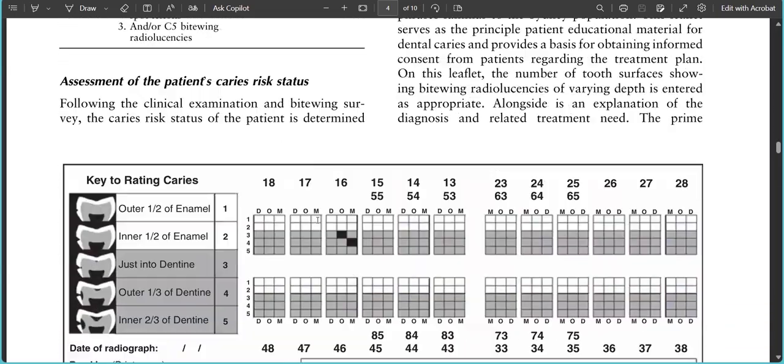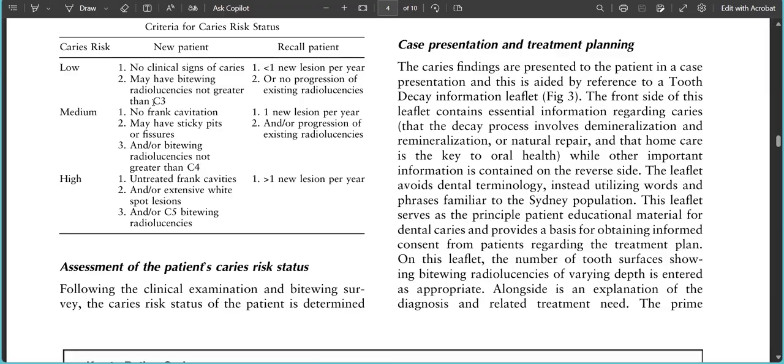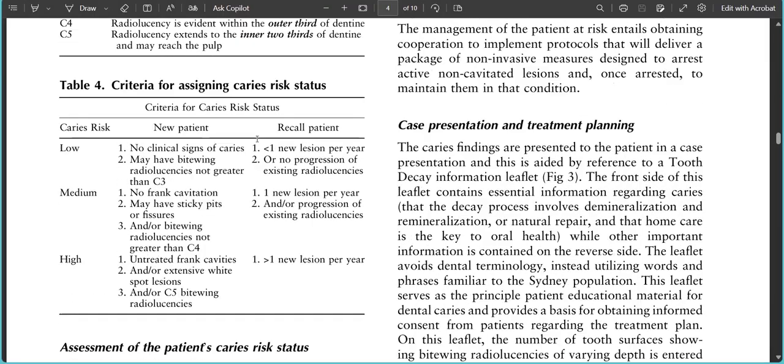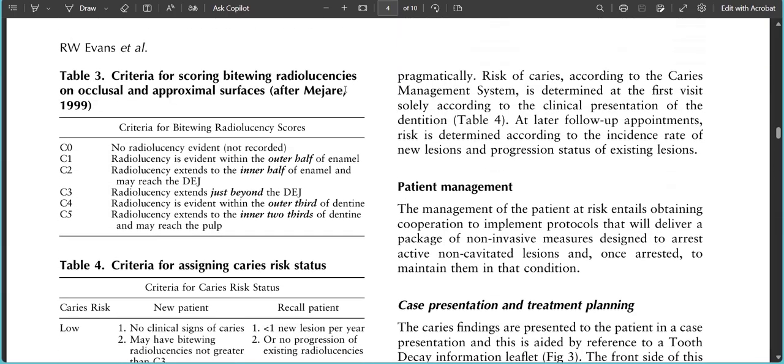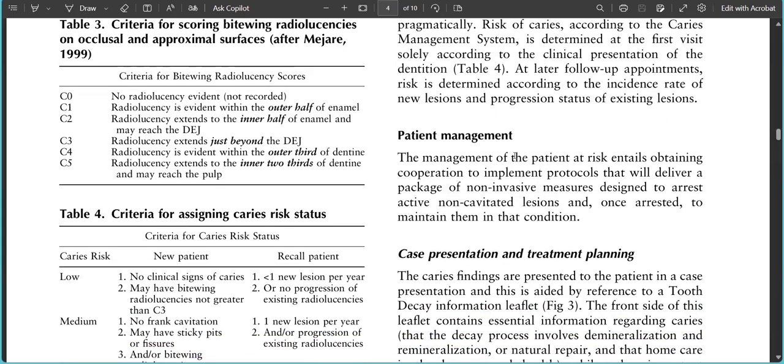Okay, then assessment of the patient's caries risk status. So we will assess the caries risk according to this chart. You need to find out whether they have any signs of caries clinically and radiographically, and categorize them accordingly. So now we have taken the history, we have done the examination, we have categorized our patient. Now we need to do their management.